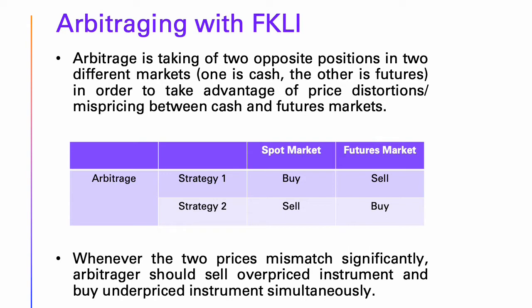So if you look at this table, for arbitrage we have two types of strategy. Strategy number one: if you buy in the spot market, at the same time you need to sell in the futures market. Strategy two: if you sell in the spot market, you need to buy in the futures market. So that is arbitrage. You take two opposite positions, one transaction in spot, another transaction in futures. Two opposite positions means buy and sell.